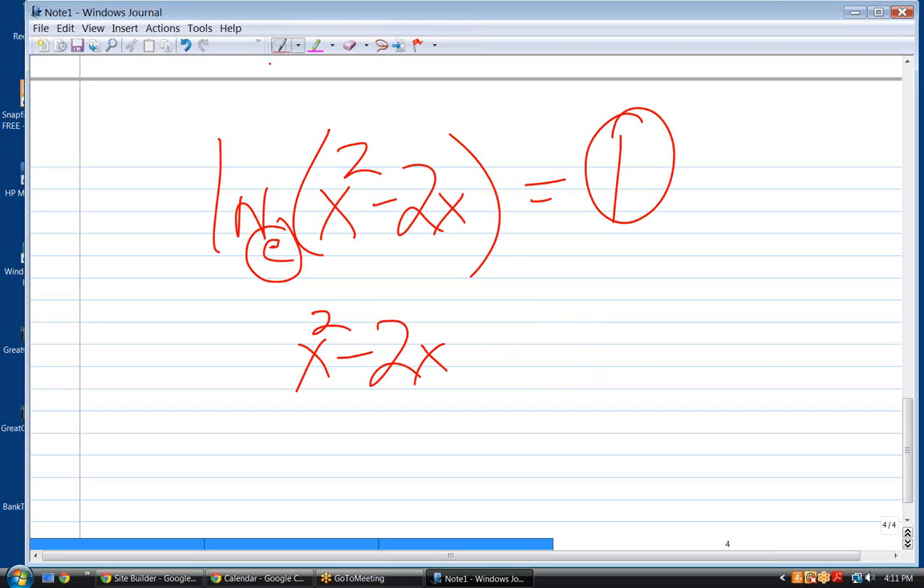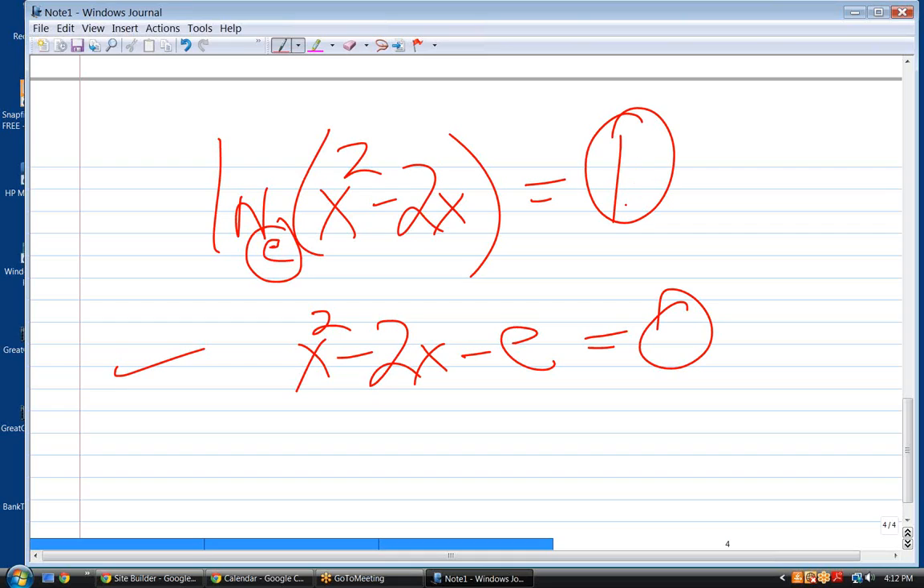That becomes a quadratic that you can solve using the quadratic formula. This is a little bit of a strange problem, actually.